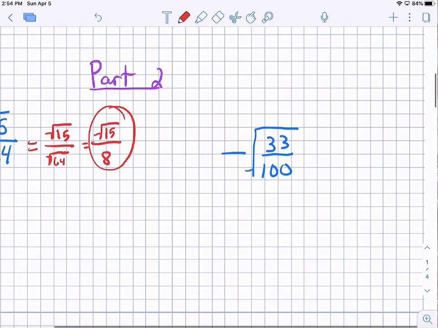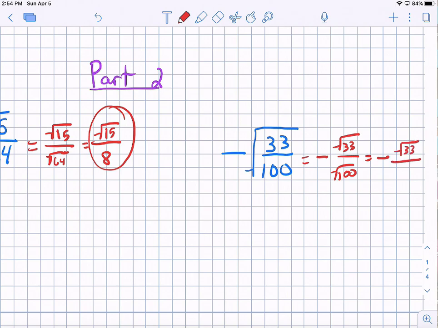Okay, second one here, the negative square root of 33 over 100. Same idea. I just put a negative sign in front of it just to show you what that would look like. Don't let it throw you off. Just keep a negative sign in front of everything as you're doing it. So same thing. Split it up: square root of 33 over square root of 100, keeping my negative sign there. Square root of 33 can't be simplified, just like the last one. There's nothing that goes into 33 except 1 and 33, 3 and 11. None of those are perfect squares, so there's nothing I can do with that. And then the square root of 100 is 10. So I'd have negative square root of 33 over 10.